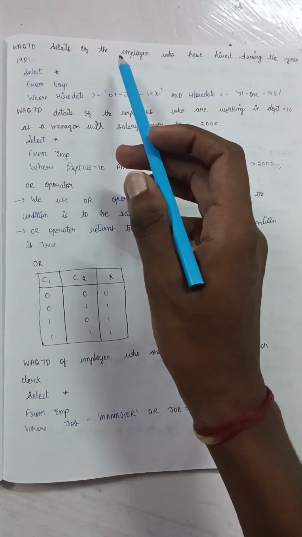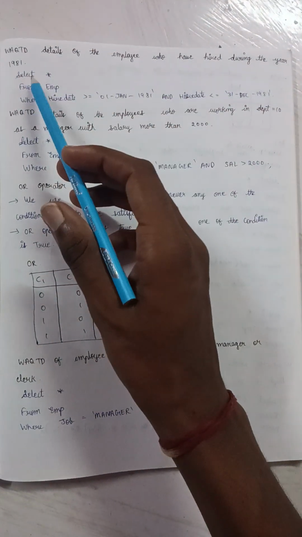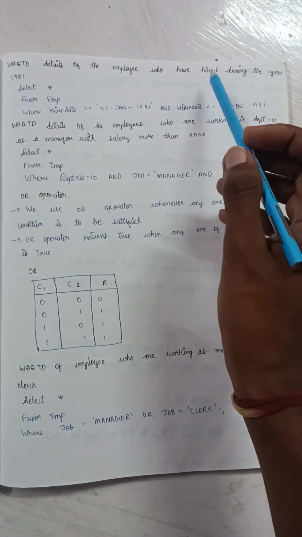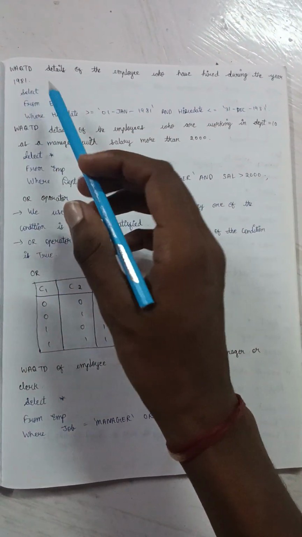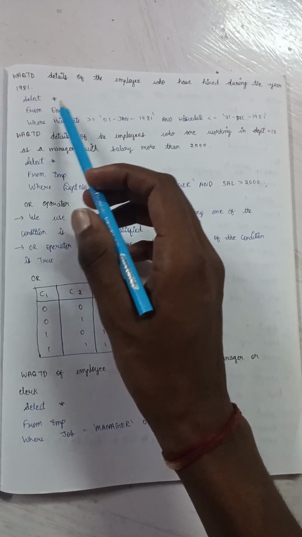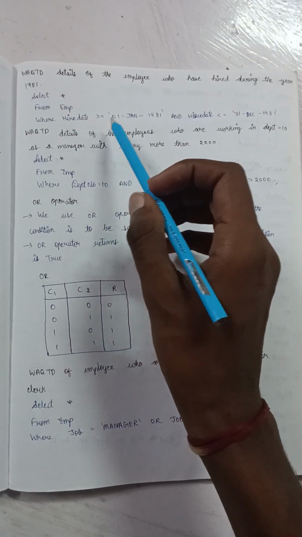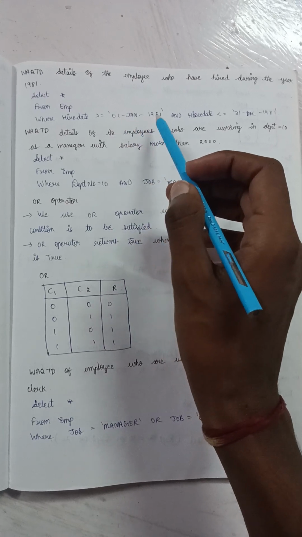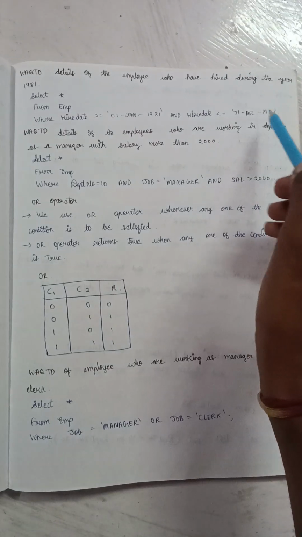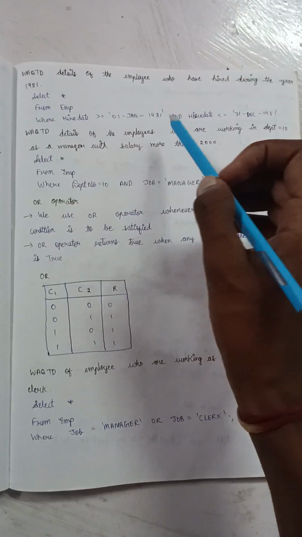Write a query to display the details of the employees who were hired during the year 1981. So we want to get the details of the employees who were hired in 1981. Select star for details of the employee from EMP employee table where hire date greater than equal to 1st January 1981 and hire date less than equal to 31st December 1981. So we can get the data from the starting and ending of the year 1981.